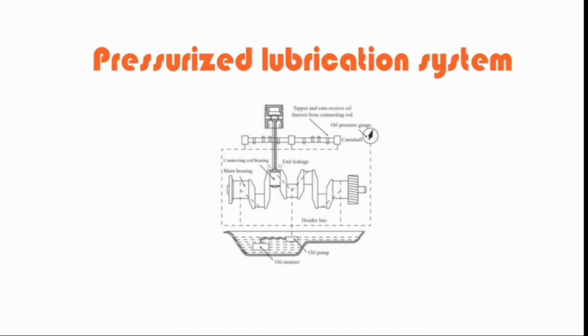A pressure gauge is provided to confirm the circulation of oil to various parts. This system provides sufficient lubrication to all parts and is favored by most engine manufacturers. This is used in most heavy-duty and high-speed engines.